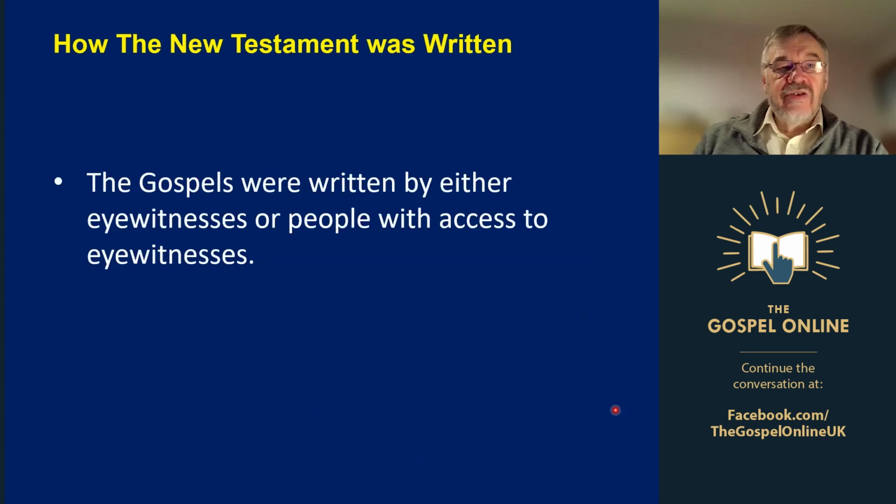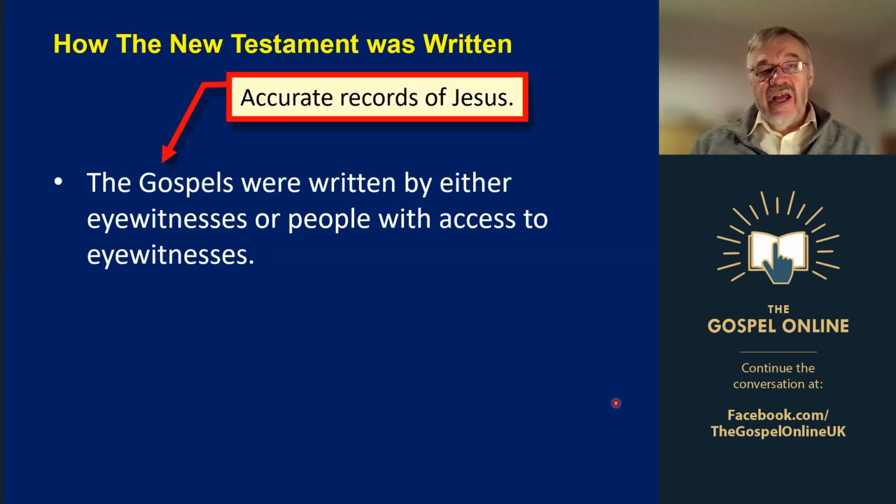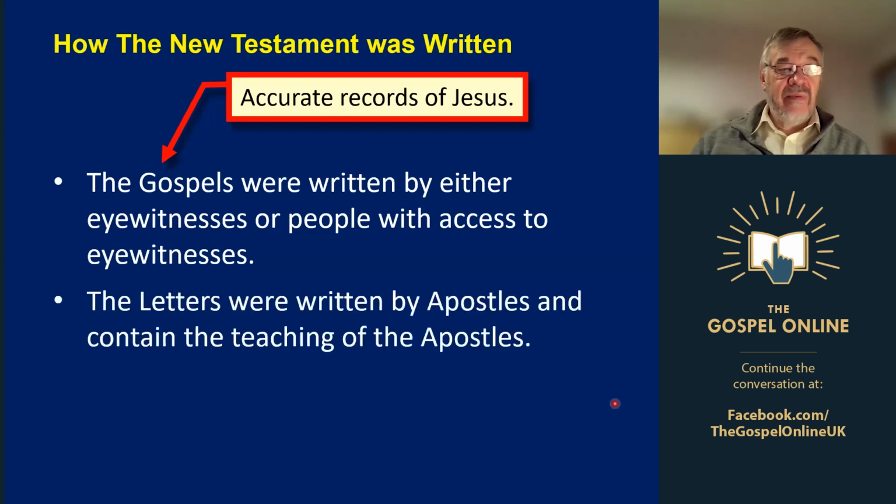So let's conclude the whole thing. The Gospels we found were written either by eyewitnesses or people with access to eyewitnesses. And that means that they're accurate records of what Jesus said and what Jesus did. And the letters are written by apostles, and they contain the teaching of the apostles. So we know what the apostles were teaching, and that's teaching that they derived from Jesus, and which they were given by inspiration of God.